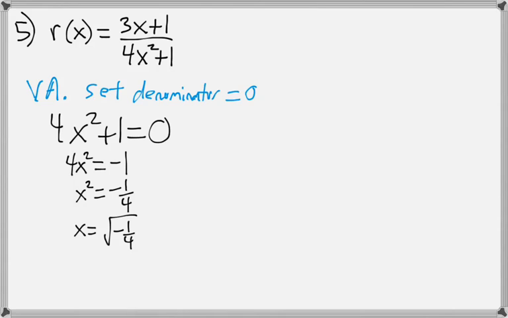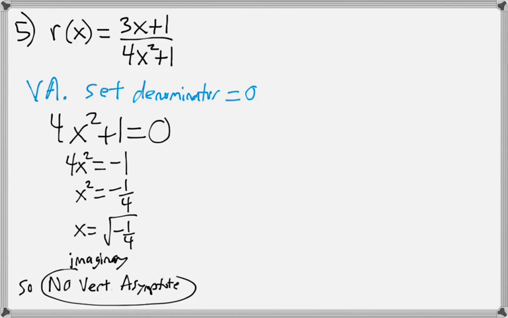And we get the square root of a negative number. Now we are not considering imaginary numbers in this, so this is imaginary. What that actually means, because we're getting an imaginary number, is that there's no vertical asymptote. Normally we'll just get a number here, but if you get an imaginary number, it means that there's no vertical asymptote.